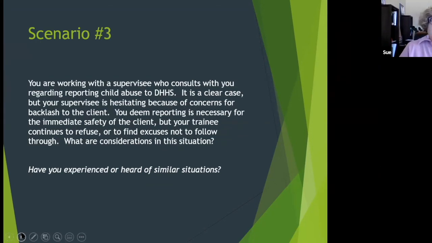Scenario number three: you are working with a supervisee who consults with you regarding reporting child abuse to DHHS. It's a clear case that it does need to be reported, but your supervisee is hesitating because of concerns for backlash to the client. You deem reporting is necessary for the immediate safety of the child concerned, but your trainee continues to refuse or to find excuses not to follow through. What are considerations in this situation? And have you had a similar situation or one that you perhaps want to share with your group? Be careful of confidentiality.